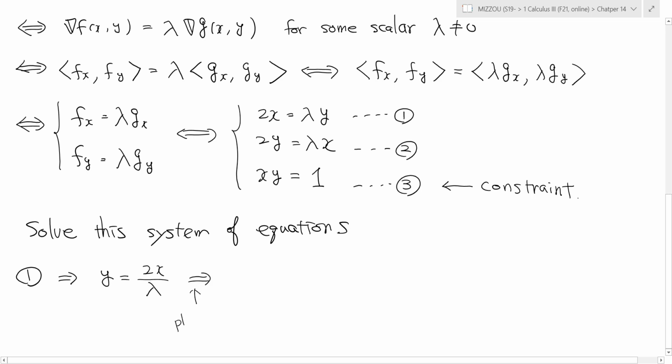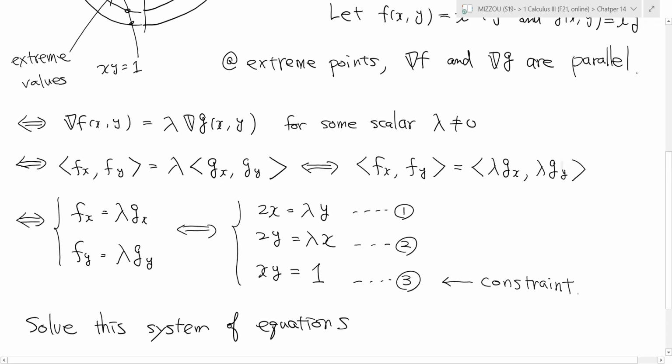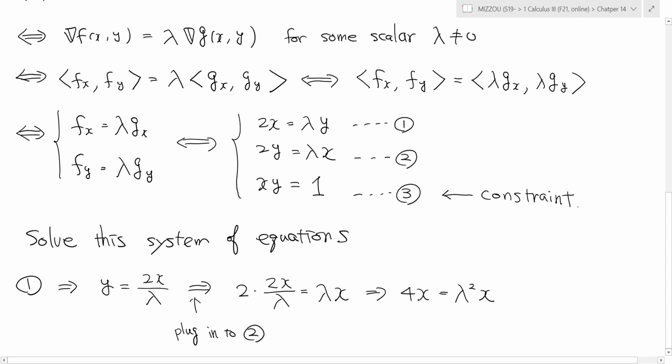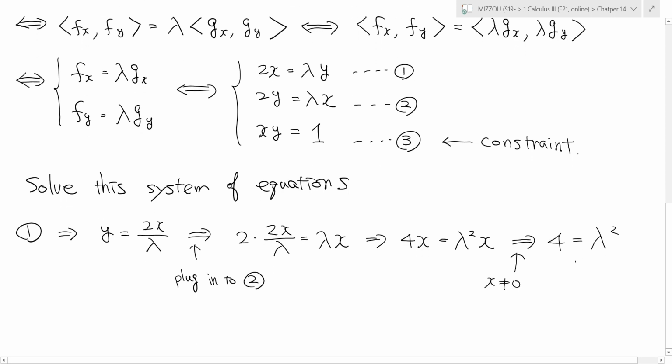So here, plug into 2. And then you get 2 times 2x over lambda, and that is equal to lambda x. And that is, 4x is equal to lambda squared x. Now, you may assume that x is not 0. And indeed, since we always have xy is equal to 1, x cannot be 0. So from this, 4 is equal to lambda squared. This is because x is never 0. And then from this, you'll see that lambda is plus or minus 2.